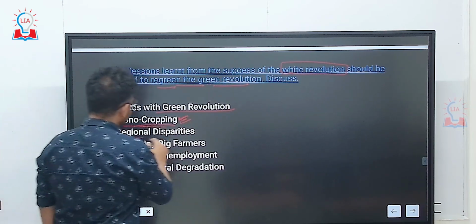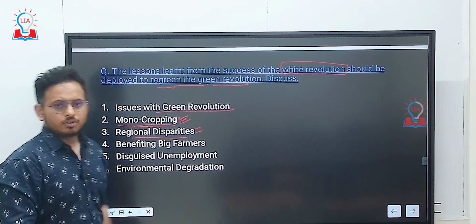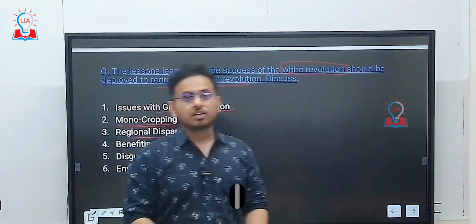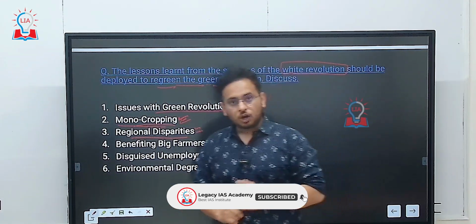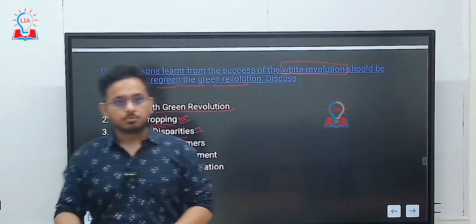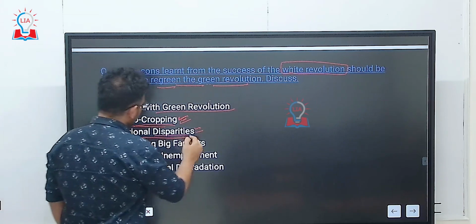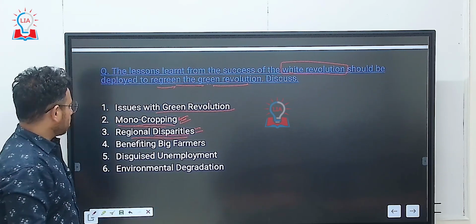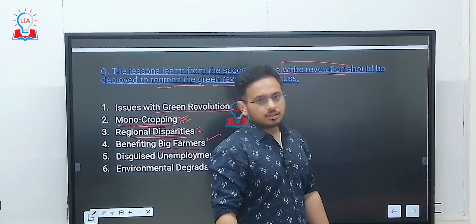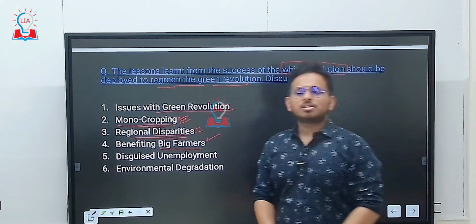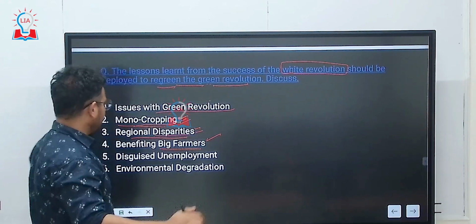Second, regional disparities. What are these regional disparities? Because of the green revolution, some of the states, the agricultural oriented states, like for example Punjab and Haryana, got huge amount of money and income. The farmers there became very rich, and the farmers in different parts of the country became very, very poor. That is regional disparities. Benefiting big farmers. If you're growing huge number of crops, then the green revolution benefits you. If you just have, let's say, 1 acre land or 1.5 acre land, green revolution will not give benefits.